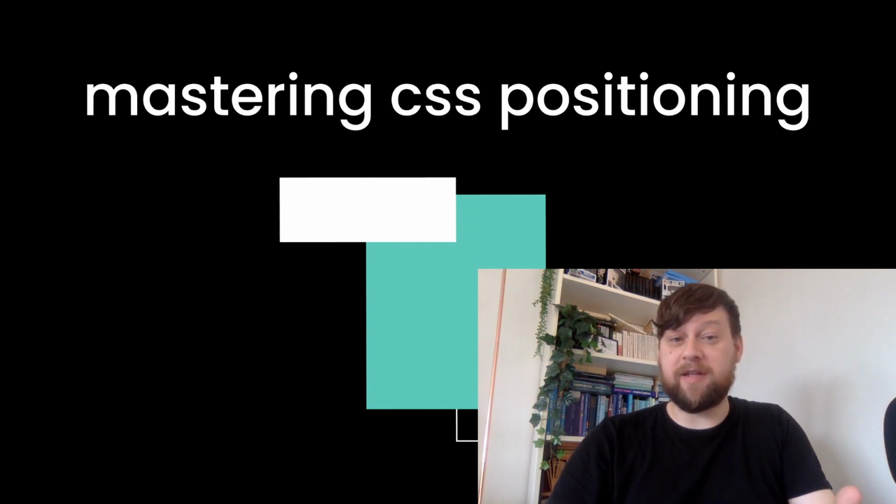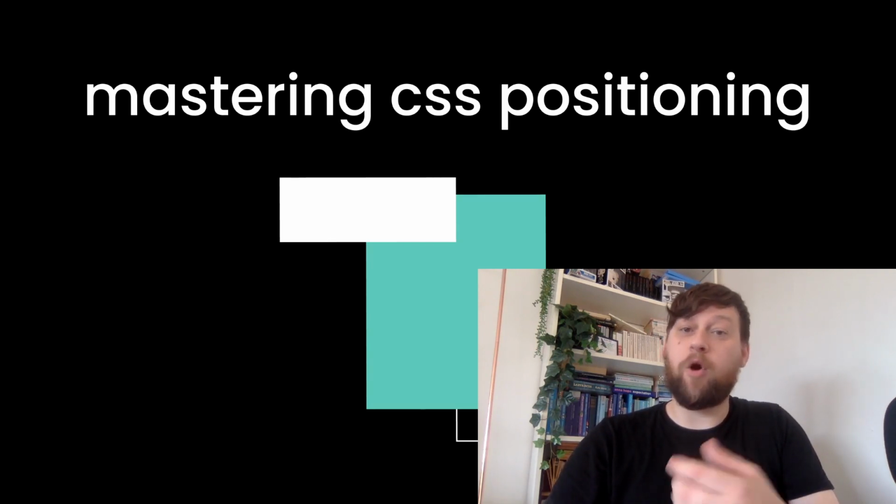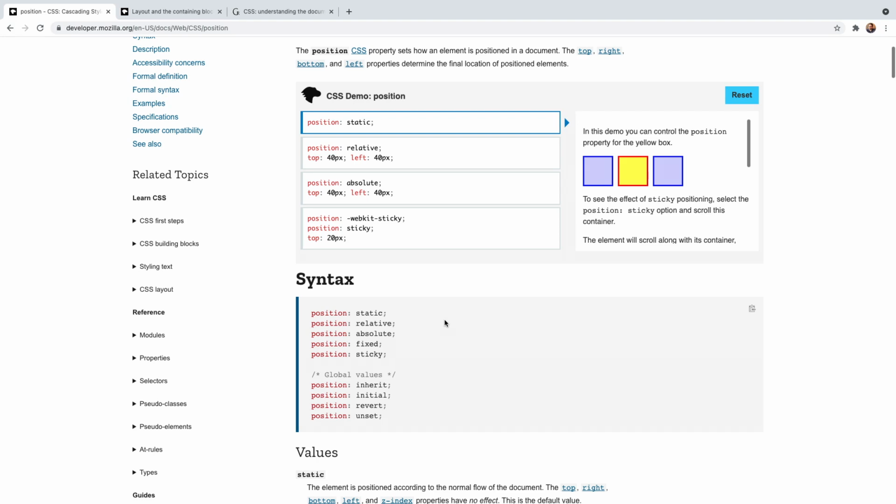So we're going to discuss the position property in this video and the 5 main values it has: static, relative, absolute, fixed and sticky positioning. And we'll also take a look at element visibility, so showing and hiding elements, z-indexes, content overflow and offset properties. Okay, so the position property can have 5 values: static, relative, absolute, fixed and sticky.